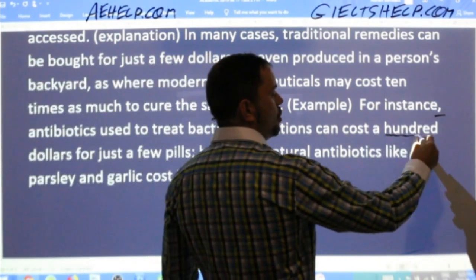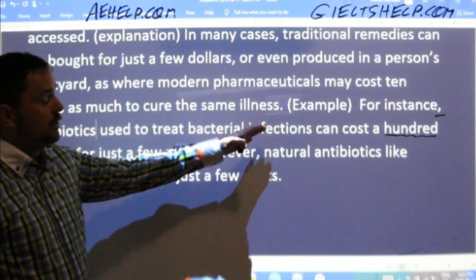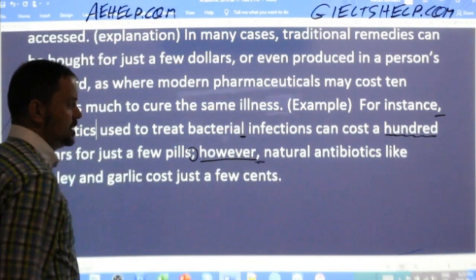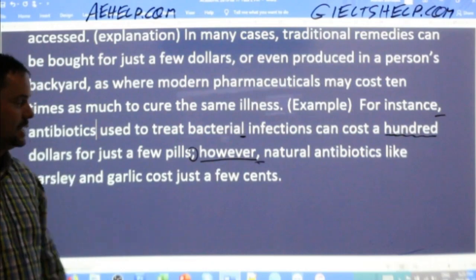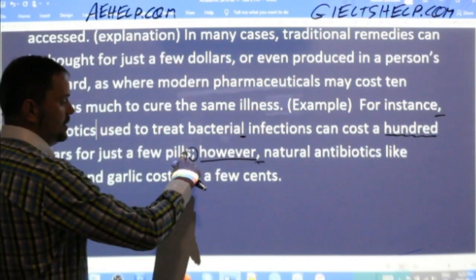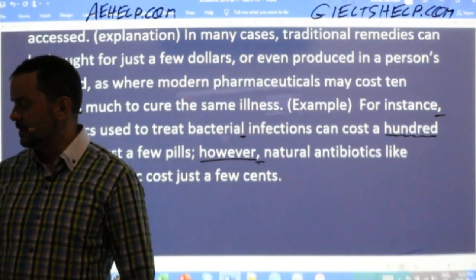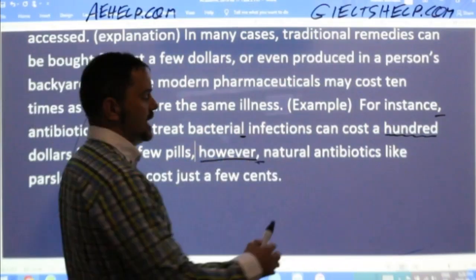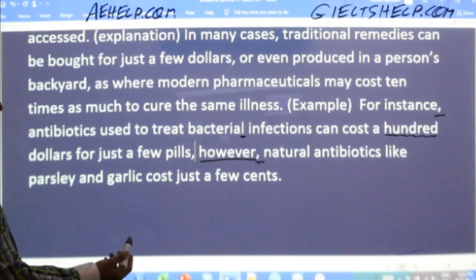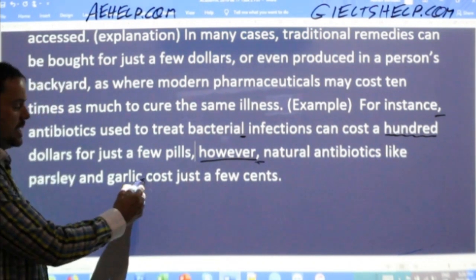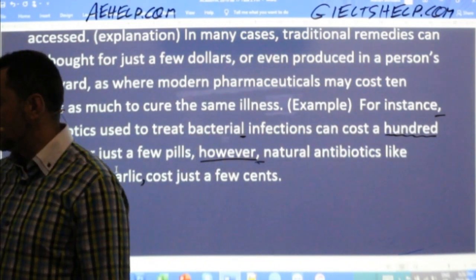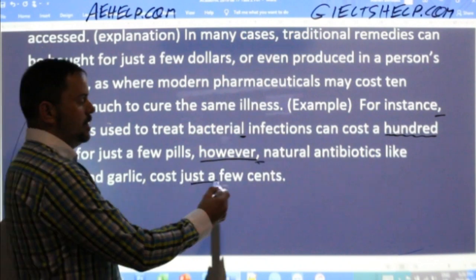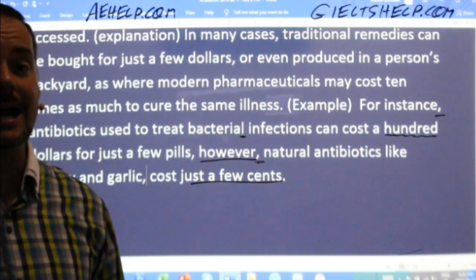Okay, so here I'm using quantitative language, numbers. Numbers are good to think of when you are writing your example. All right, for just a few pills, semicolon, however, comma. So I'm making that connection with a similar related sentence. Natural antibiotics. Now I don't need the semicolon here. As I said in my previous class, usually the semicolon can be replaced by a comma, especially in modern writing. So, however, natural antibiotics like parsley and garlic cost just a few cents. Now here I want to add another comma for that additive clause. So some more quantitative language. That's how I achieve my high band example.